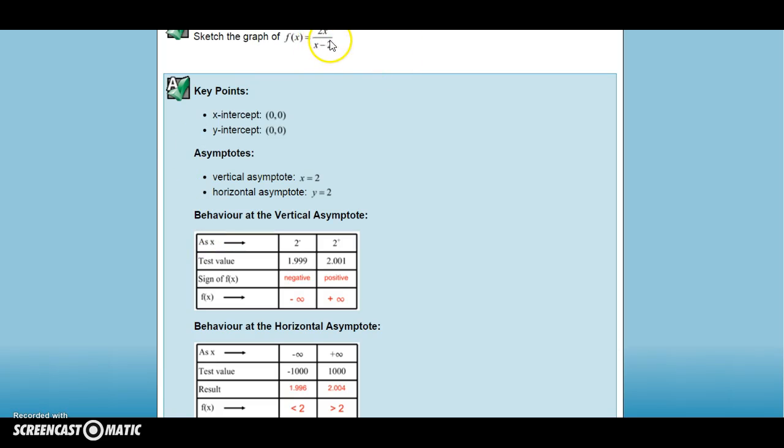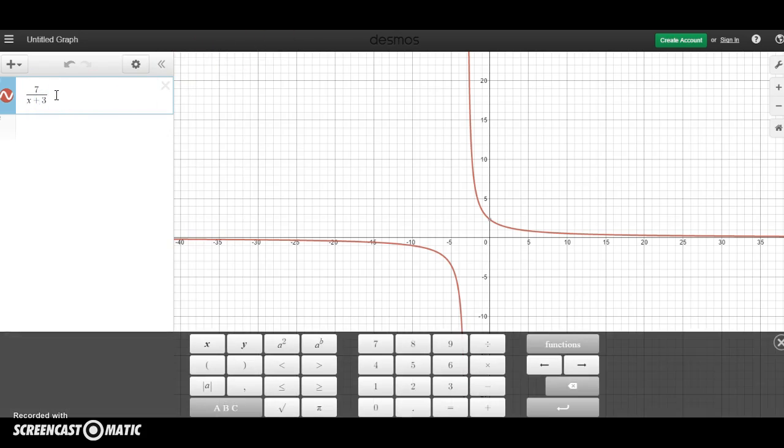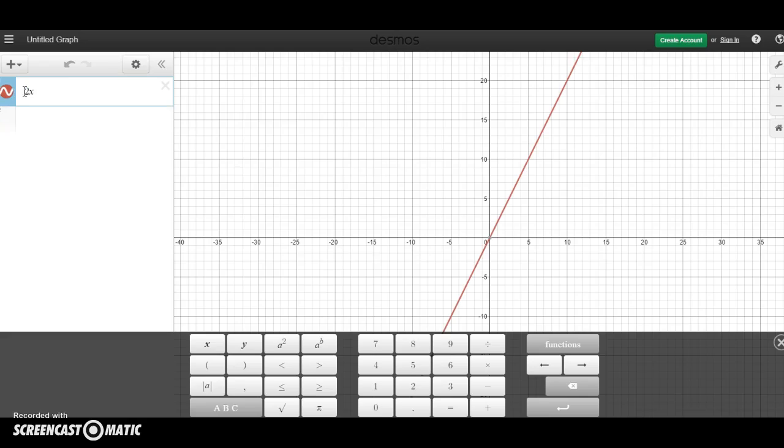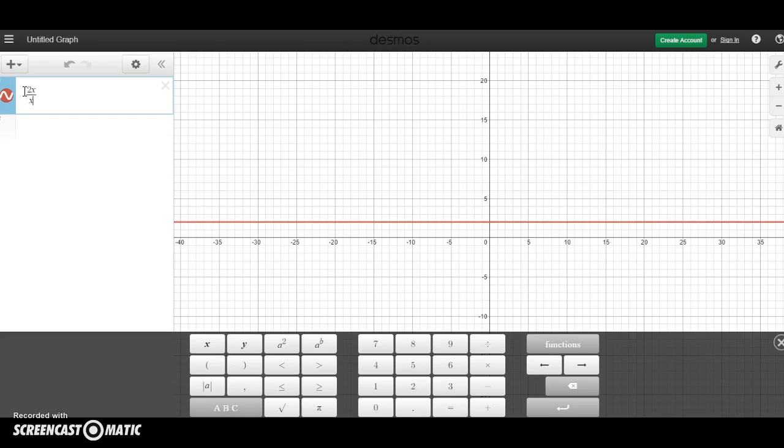Get it out either on your phone or whatever you use, and have it beside you as you go through these questions. So I have f of x is equal to 2x over x minus 2. So let's go ahead and throw that in here. I got 2x divided by x minus 2, and it looks something like this. Okay, so I have some asymptotes here and here, and you notice your horizontal asymptote isn't there.